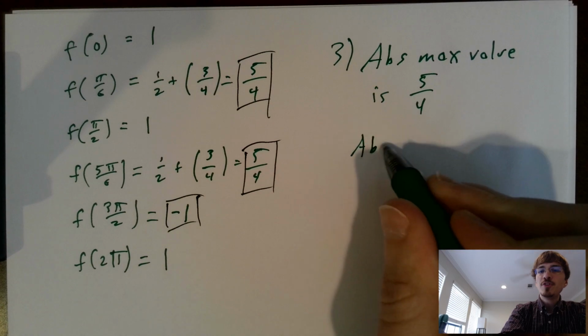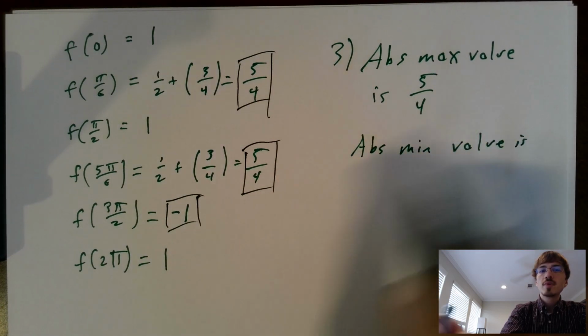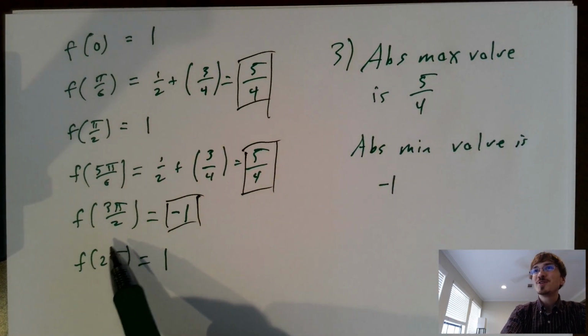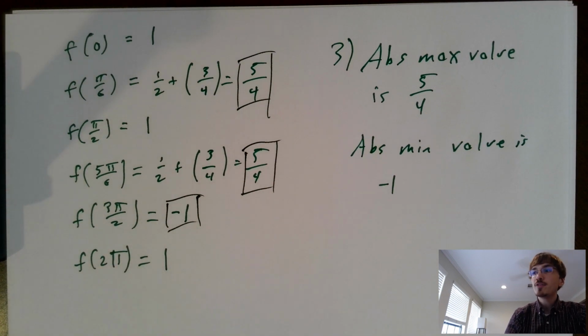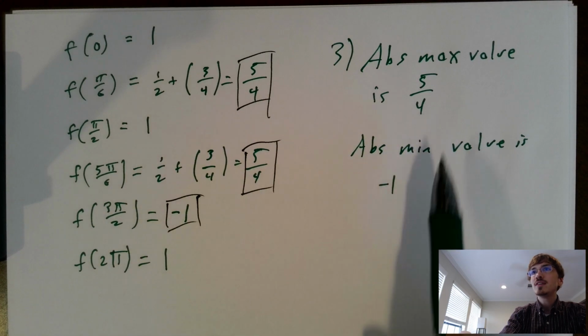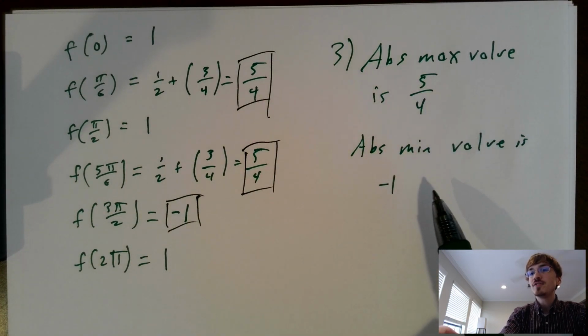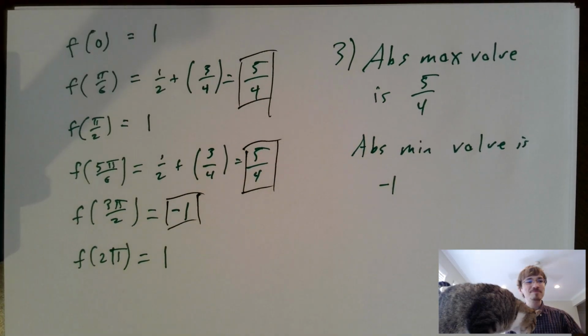The absolute minimum value is what? It's negative 1. And where does this one occur? This occurs at 3 pi over 2. And I encourage you to use Desmos, graph the function sine of x plus cosine squared of x, and make sure that you see that it does attain these two function values at these points. And these are, in fact, the largest values.